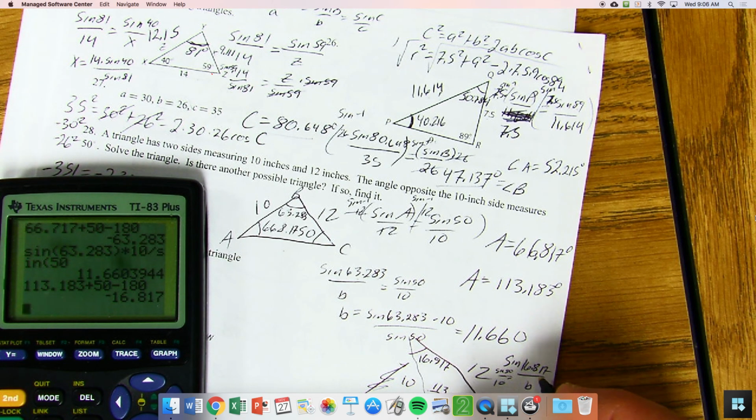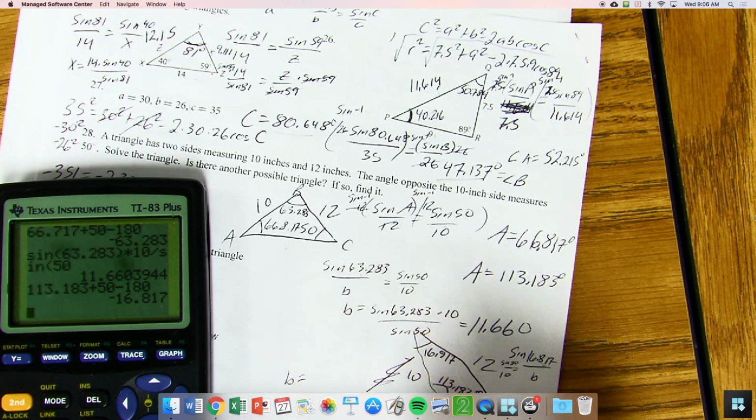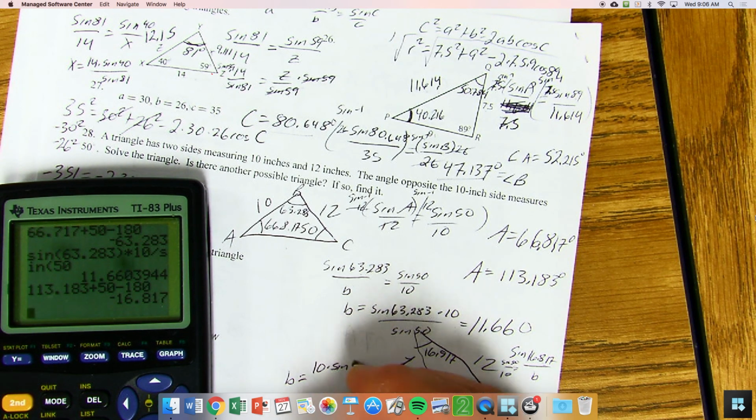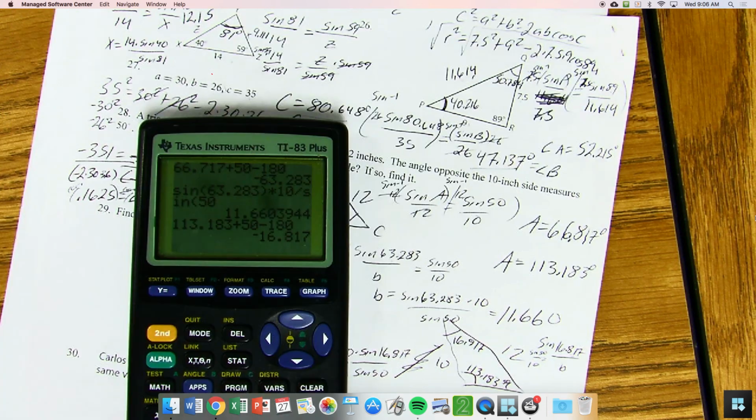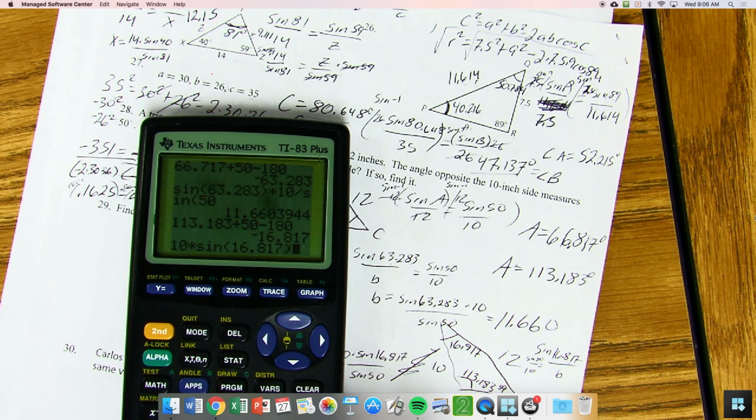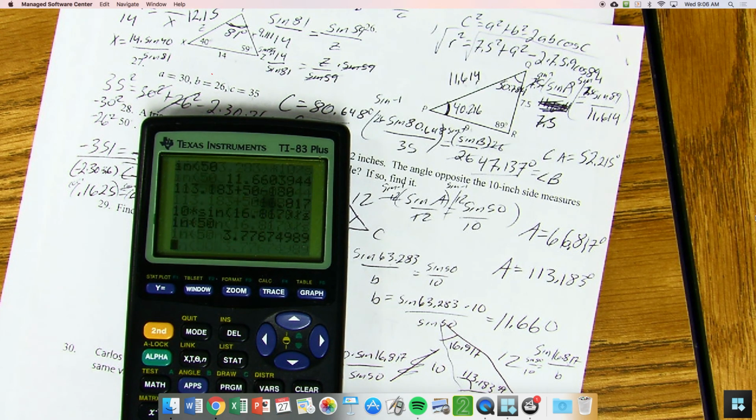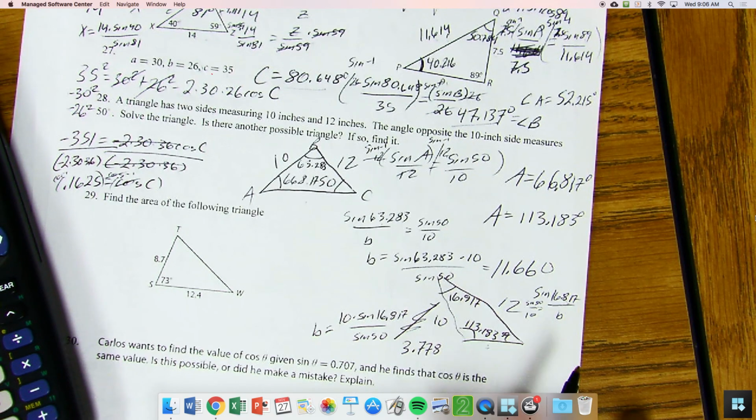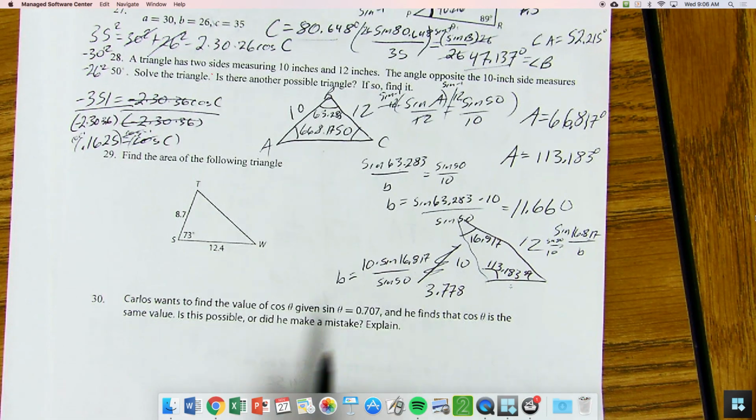Take both sides and flip it. Multiplied by sine, so b in this case would equal 10 times sine 16.817 over sine 50. So in my calculator I get 10 times sine 16.817 divided by sine 50, and I get 3.778. That'd be this side. Okay. Woo! Two triangles, ambiguous case. Gotta love it.